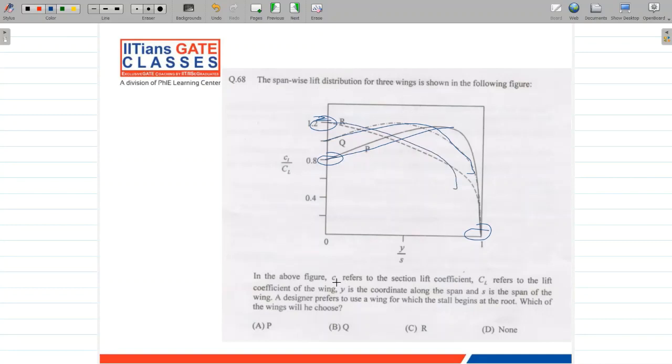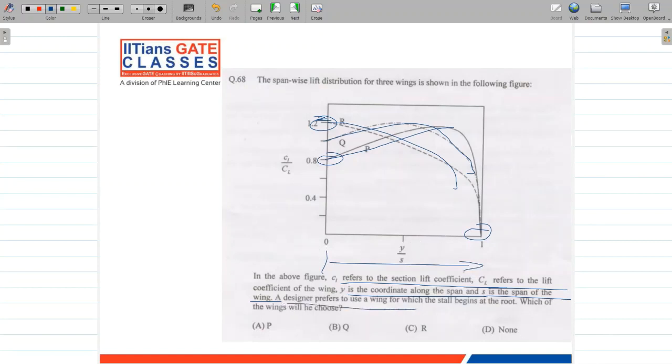So in the above figure, CL refers to the sectional lift coefficient, which is nothing but, at each section you have an airfoil, what is the lift coefficient of that airfoil? And this capital C_L refers to the lift coefficient of the wing. Y is the coordinate along the span, and this is the span of the wing. So Y is nothing but the coordinate representing the location along the span where these airfoils are present.